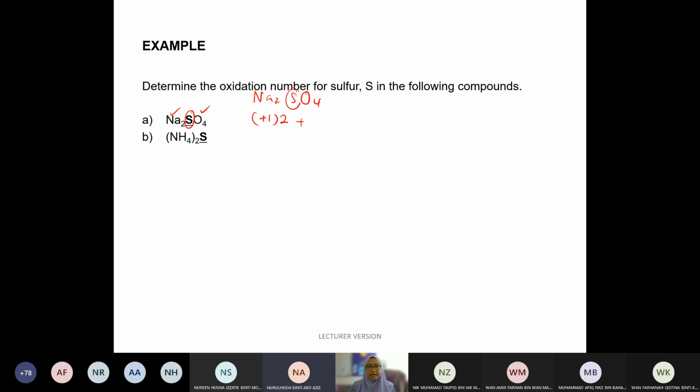And then sulfur, since we don't know, let's just make it X plus oxygen. Okay, we know it is negative 2. We have 4 of it, equal to, the charge is 0, because it is a neutral molecule, substance. So determine what X will be. Okay, same goes to B.